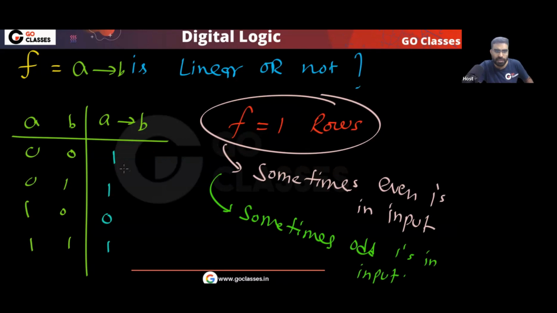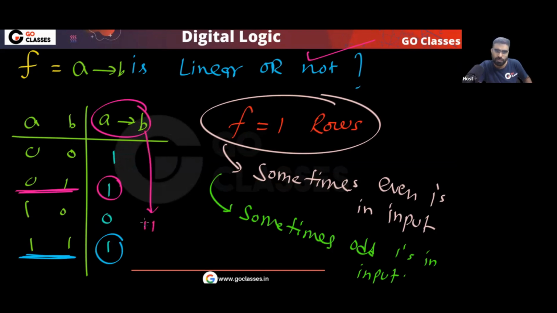Correct? Sometimes you have an even number of ones in the input. For example, here you have an even number of ones in the input. Here too, and here too. But you can notice here you have an odd number of ones in the input. Yes or no? So this function is not linear. Understood?